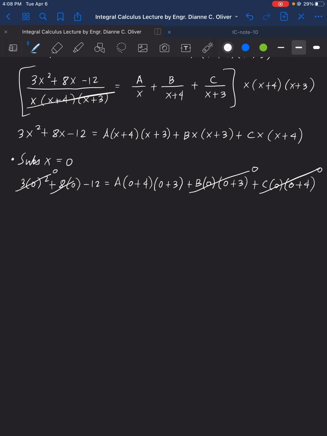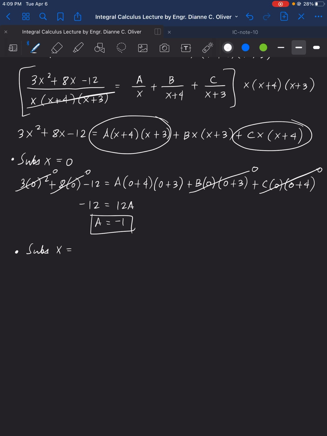Then this one also 0, 0. What's left is negative 12 is equal to, what is 4 times 3? That is 12a. So a is now equal to negative 1. Next, we will need the value for b. So what will we substitute for x so that we can remove a and c? So what value of x will remove c and a? So we can have x is equal to negative 4.